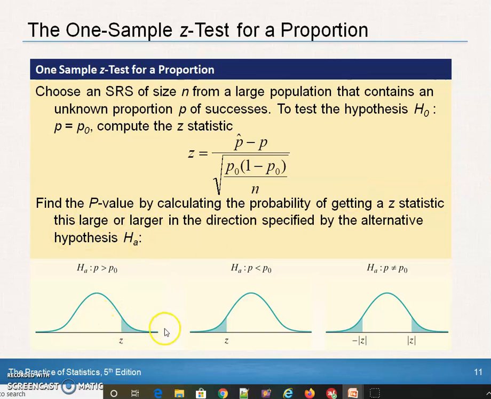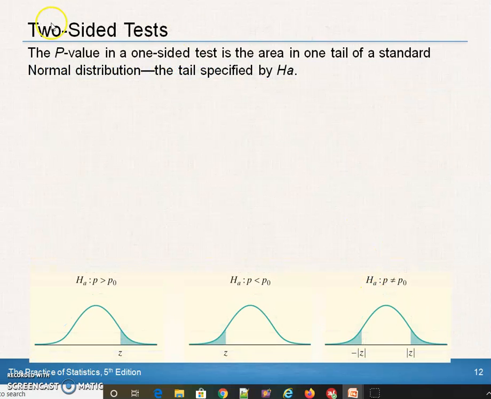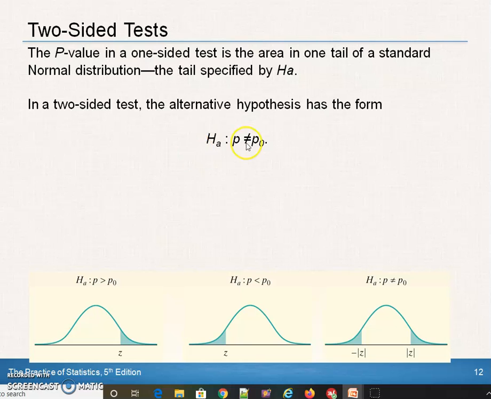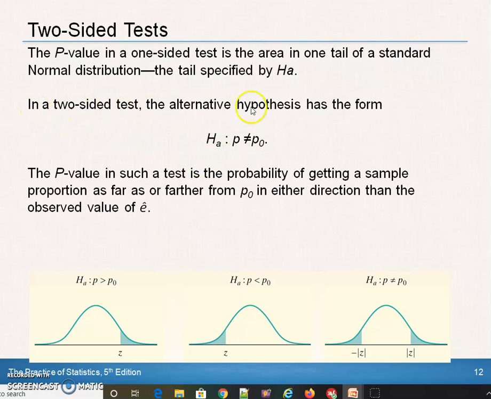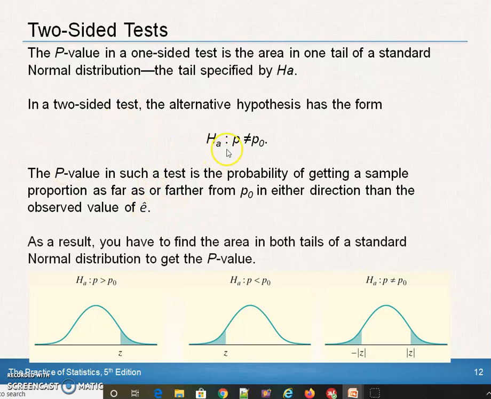You might get something larger, smaller, or not equal to. If it's two-sided, then not equal to, then you get a sample. You got to be careful because on your calculator it'll give you that observed value of p cap. That should be p cap here. Find the area in both tails for the p, because the alpha is going to include both tails.